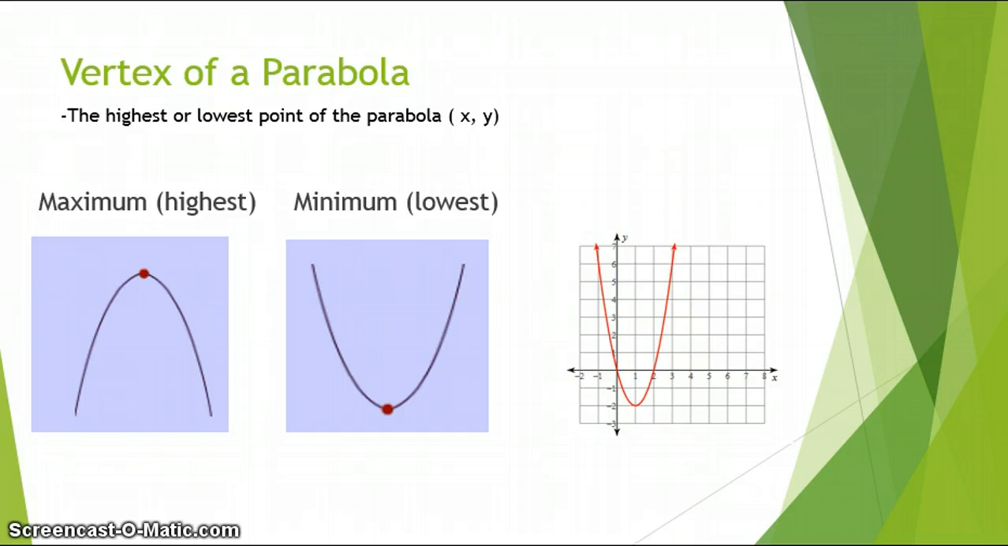The vertex of a parabola is the highest or lowest point of the parabola and is named as an ordered pair (x, y). Here in this picture, the vertex is a maximum, the highest point, and in the second picture, the vertex is a minimum, or the lowest point on the graph. In this graph, here is our vertex. We can name it as an ordered pair (1, -2), and because it's the lowest point on the graph, we'll call it a minimum.